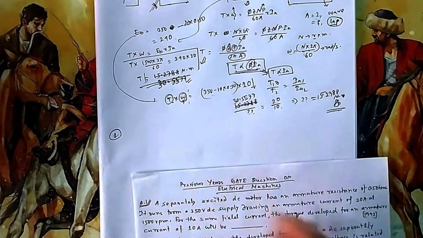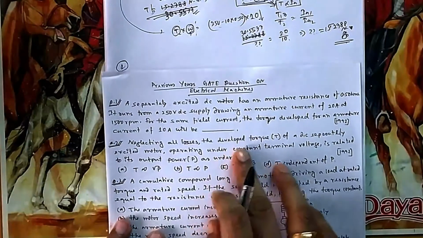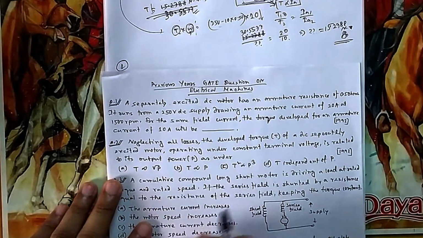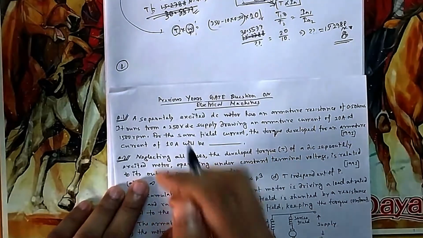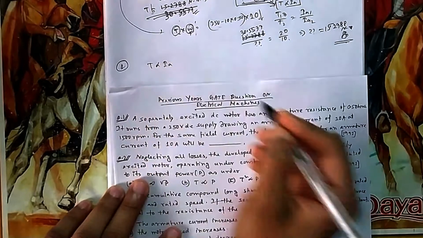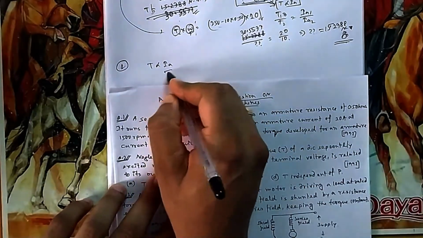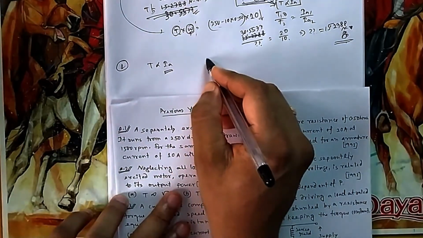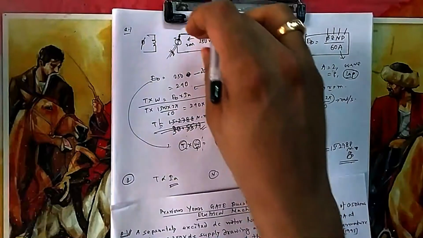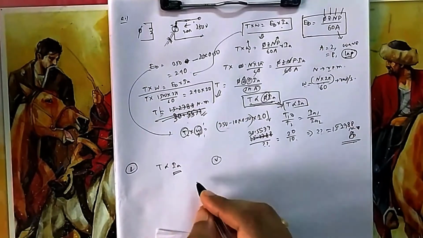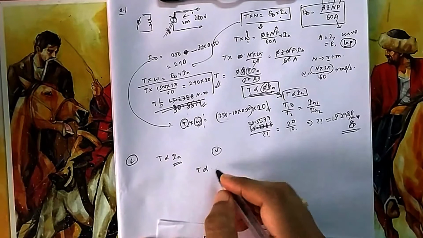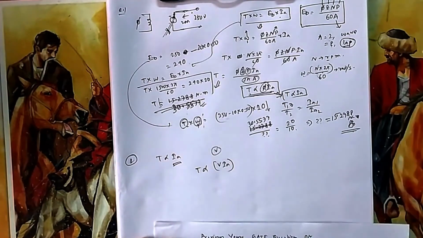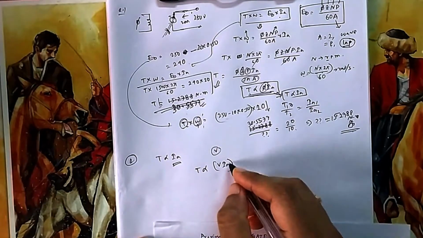Now if you come to question number 2: neglecting all losses, the developed torque of a DC separately excited motor operating under constant terminal voltage is related to its output P. It is separately excited, so I told you torque is directly proportional to Ia. And your terminal voltage is also fixed, so you can multiply it by a constant. So torque is directly proportional to V into Ia, because V is constant, no problem, you can multiply by a constant, because ultimately it will be directly proportional to Ia only.